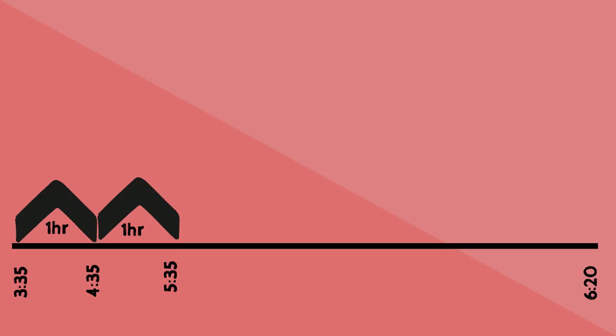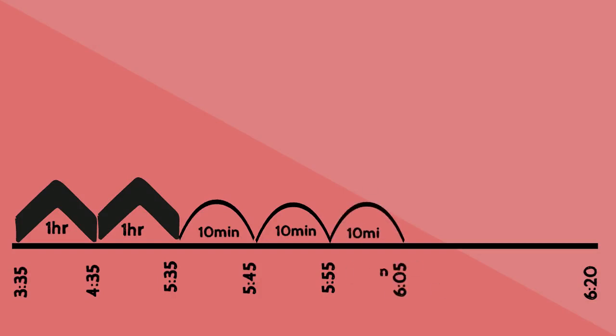Now I'm getting very close, so I'm going to start using my 10 minutes. So moving ahead by 10 minutes. 10 minutes past 5:35 is 5:45. Another 10 minutes past is 5:55, and another 10 minutes past is 6:05. One more 10 minutes past is 6:15.